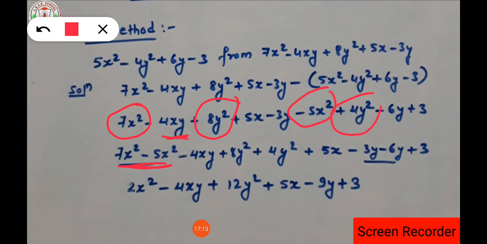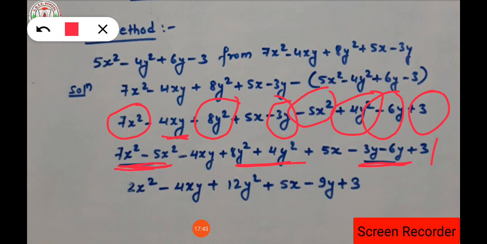So here, like terms. Here again we will make one pair of the numbers, that is plus 8y square and plus 4y square. Next term is 5x. Is any 5x term there? No, so it will remain as it is. Next one is minus 3y, which will make a pair with minus 6y. So this will be the third pair, and again the constant 3 will remain as it is. Clear?